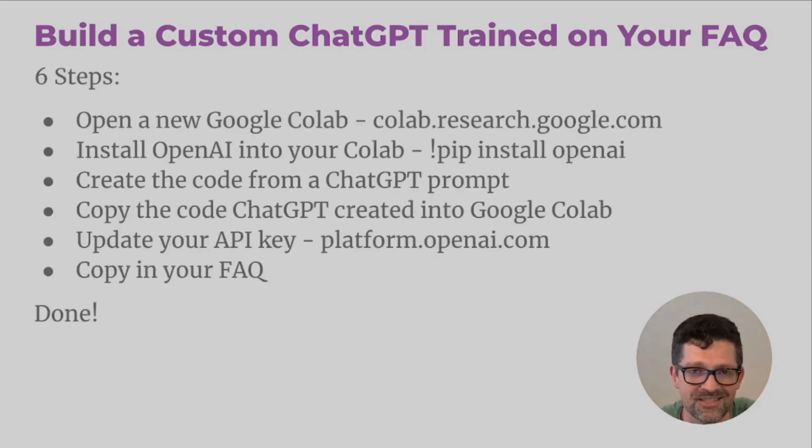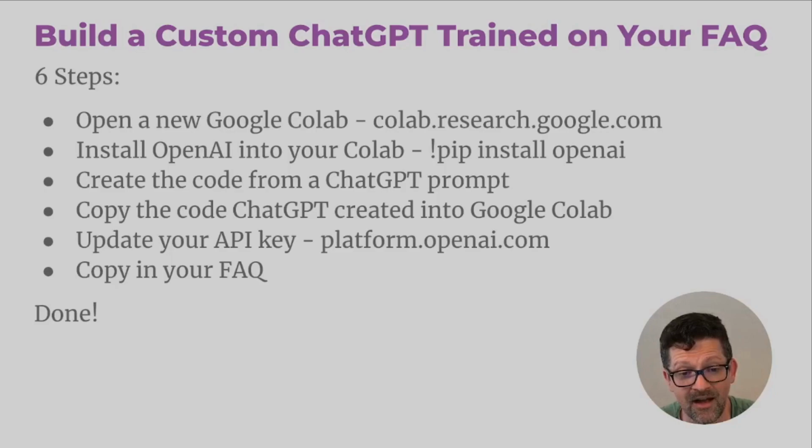So there's just 6 steps here to this video. We're going to open a new Google Colab. If you've never used Google Colab, that's not a problem. But I do have a quick start video that goes into that interface a little bit more and shows you more about how to use that in conjunction with ChatGPT. We're going to install the OpenAI software into the Colab with this very simple code, pip install openai.